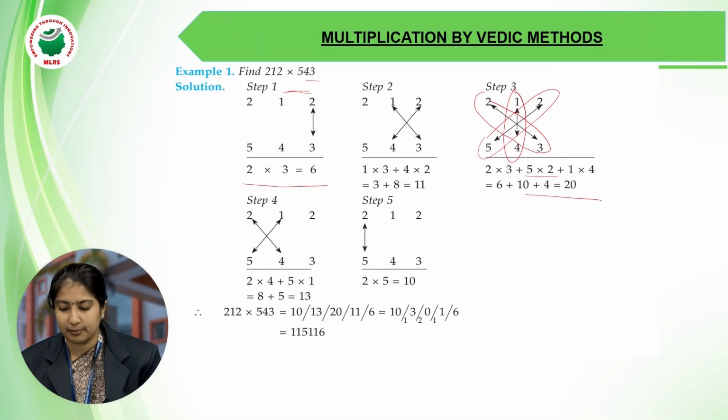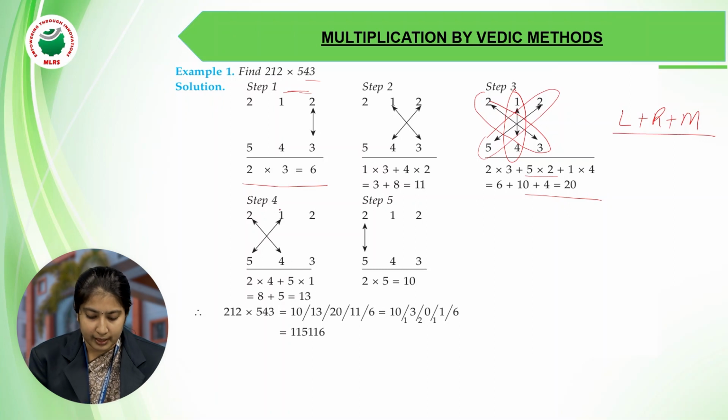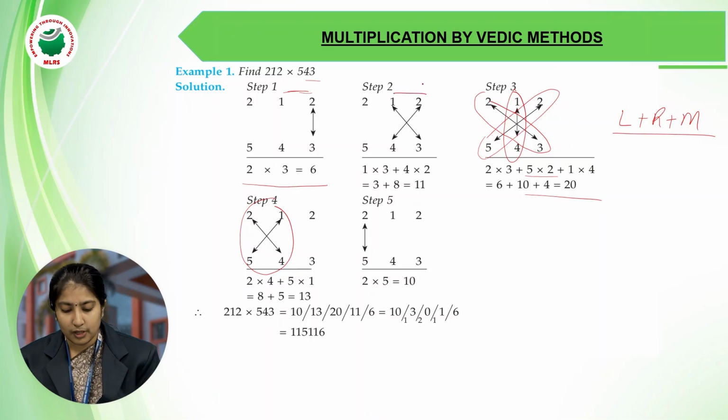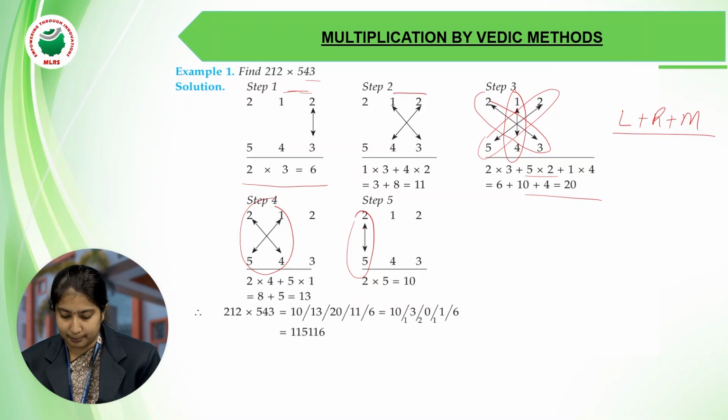This step 3 is a little bit hard to remember. We can make it using a little short method, that is left plus right plus mid row. So here we got 20, and now we will perform the same crisscross for the left side of the row because our first crisscross was only with respect to right rows. So now we will perform with respect to left rows. So 2 into 4 plus 5 into 1. Then step 5, the last step, is on the totally left side of the sum.